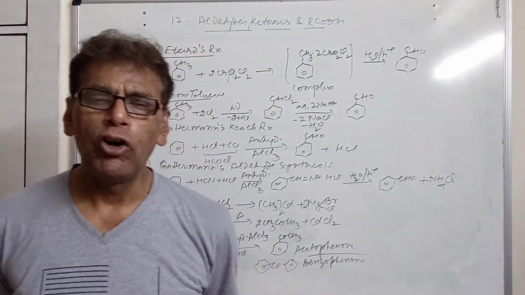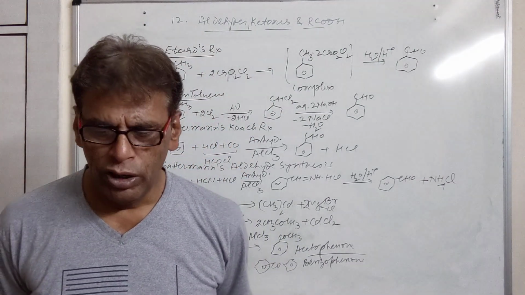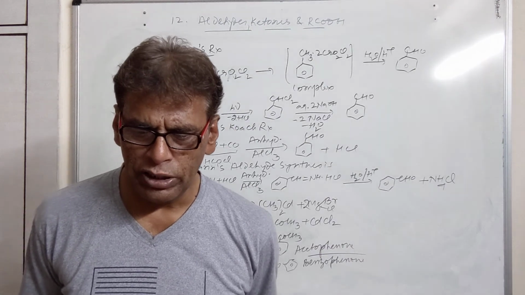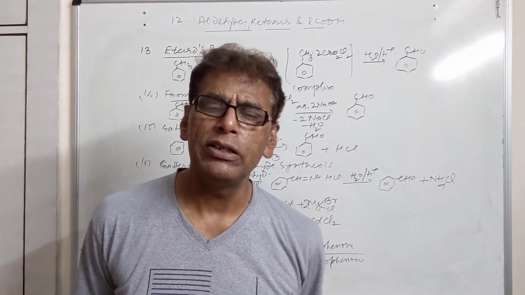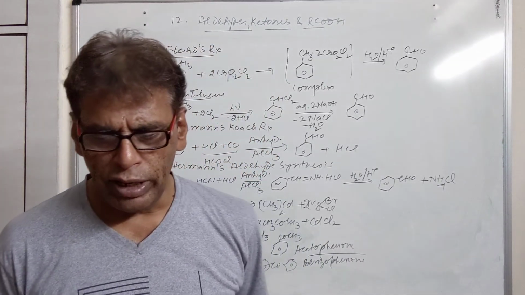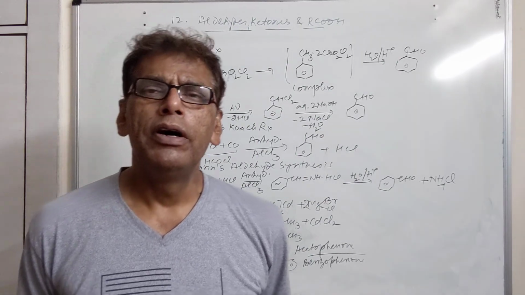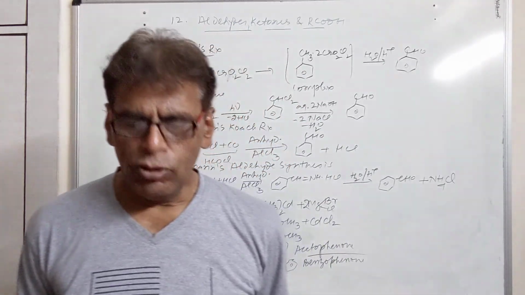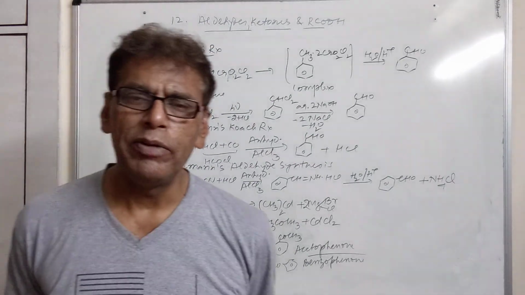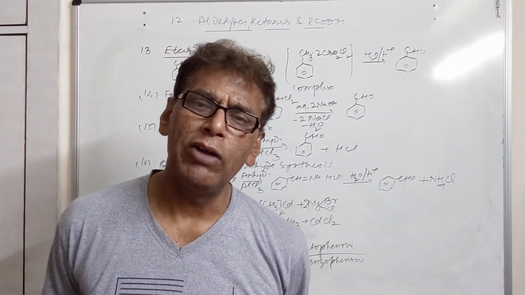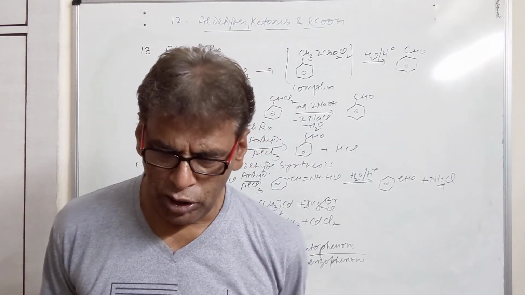Then we have the solubility of aldehydes and ketones. Lower aldehydes and ketones containing up to 4 carbon atoms are soluble in water due to hydrogen bonding with water molecules. Then solubility decreases in the higher members due to increase in van der Waals forces among their molecules.